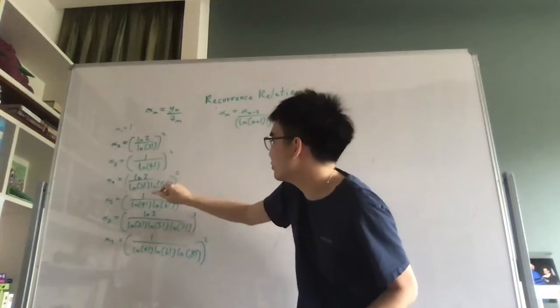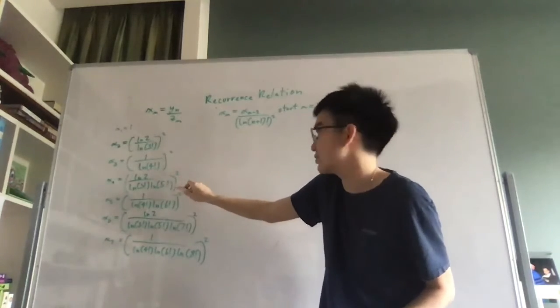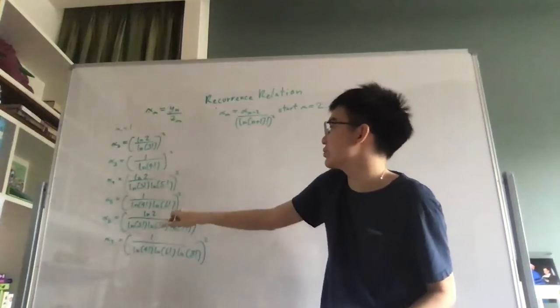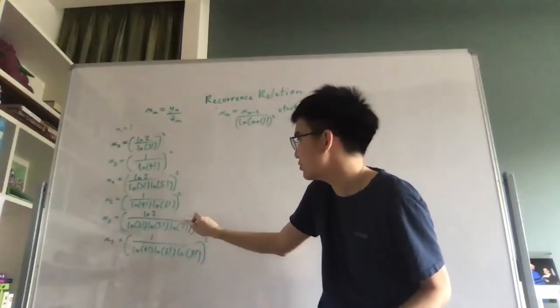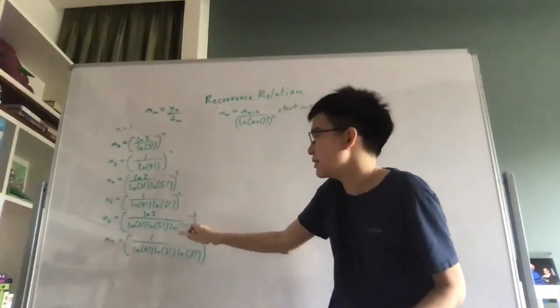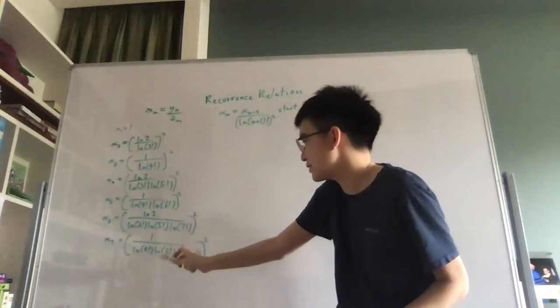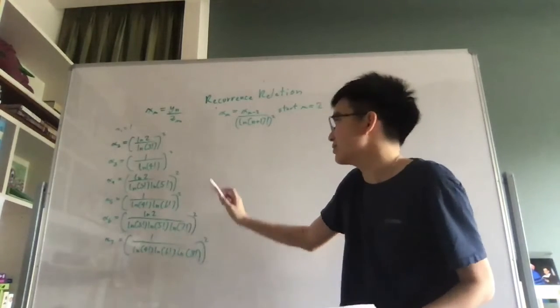x4 is ln of 2 over ln of 3 factorial, ln of 5 factorial, all squared. x5 is 1 over ln of 4 factorial, ln of 6 factorial, all squared. x6 is ln of 2 over ln of 3 factorial, ln of 5 factorial, ln of 7 factorial, all squared. Then x7 is 1 over ln of 4 factorial, ln of 6 factorial, ln of 8 factorial, all squared.